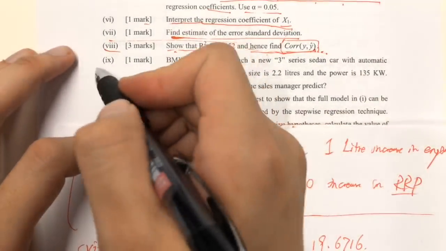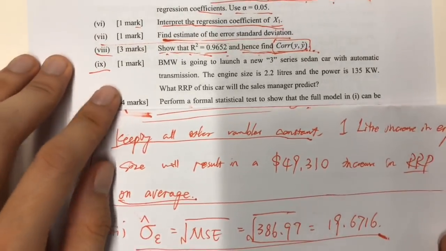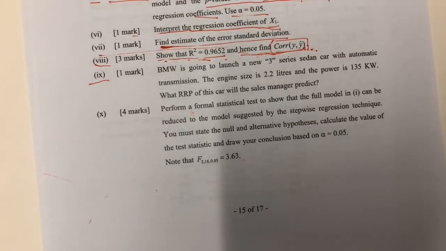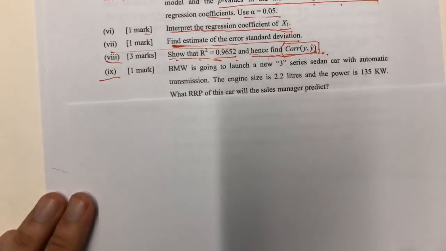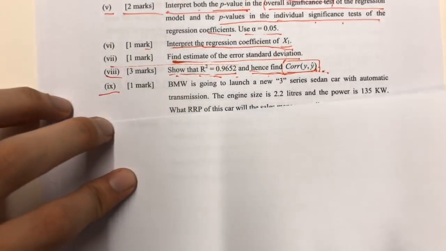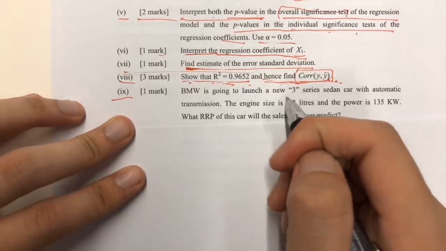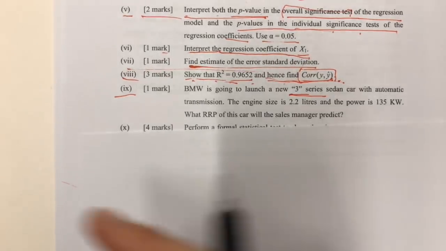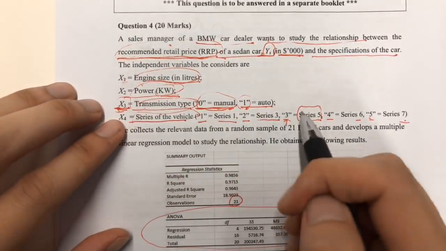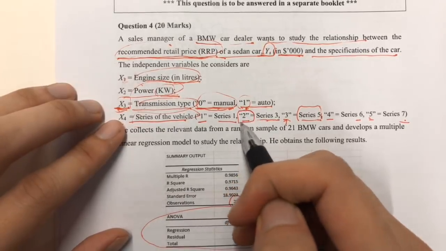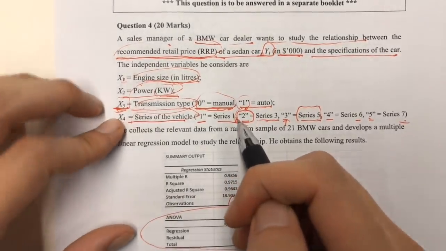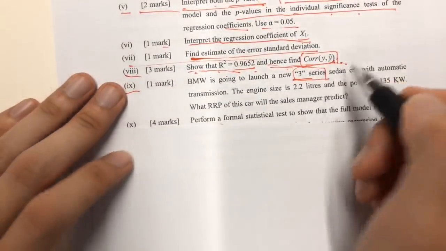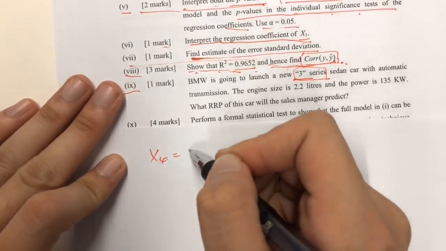All right. Now, question 9. Look, it's about the prediction, right? Okay, so for the prediction stuff, let's see. BMW is going to launch a new 3 Series sedan. We need to know what X4 equals for the 3 Series. X4 for the 3 Series equals 2, okay? So X4 here equals 2 instead of 3, all right?